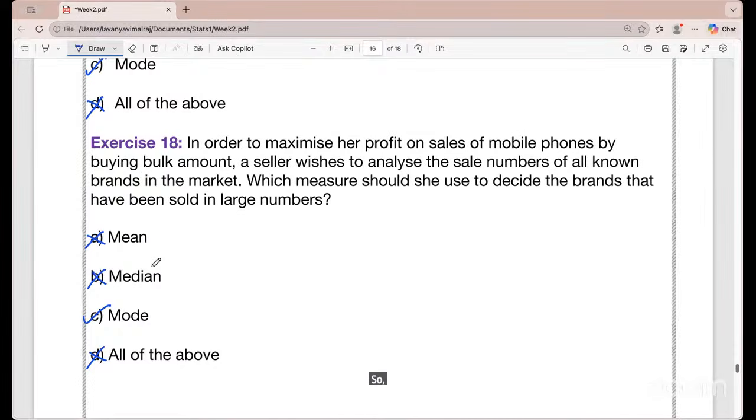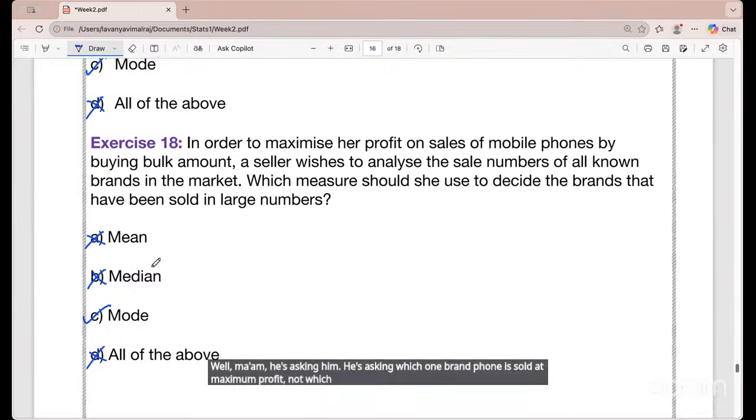Sorry, I missed your question. What was your question? I thought if we want to find which model has made the maximum profit, can we use median? No. Again, you see that mode is going to make sense. But ma'am, in one example, he's asking which one brand of phone is sold at maximum profit, not which model has been sold many times. The one model which has maximum profit on it. So how do we find that? He's asking that.